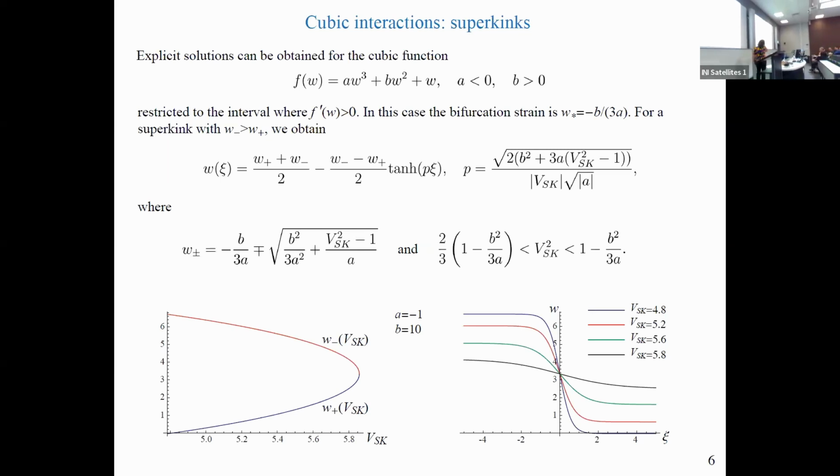So for the kink, you just have this Vainchtein profile. Everything is explicit. This is the velocity range. This is how W plus and W minus depend on the super kink velocity. Here are some pictures to illustrate this: W plus and W minus versus the super kink velocity, and this is how they look. Basically by symmetry, it suffices to just consider the kinks that go down.